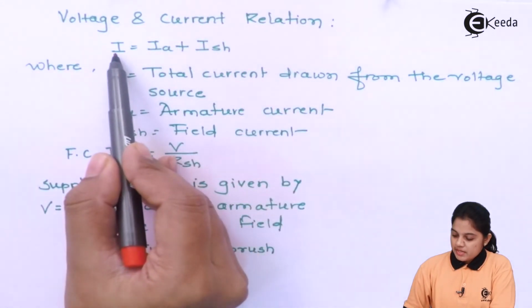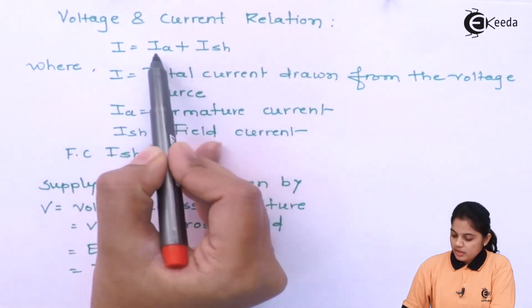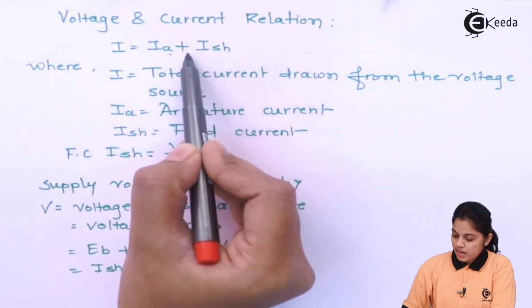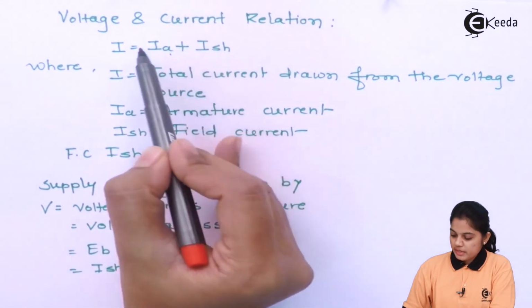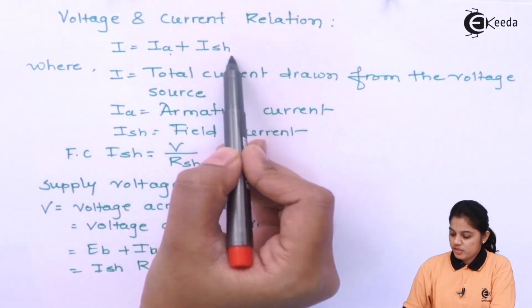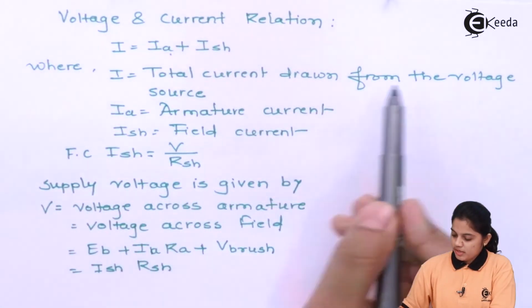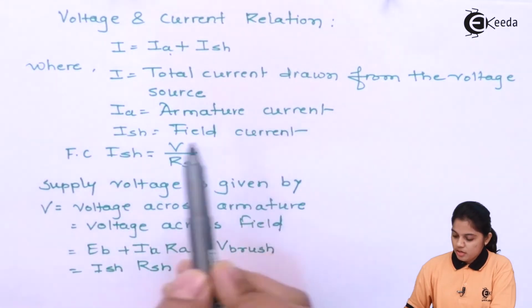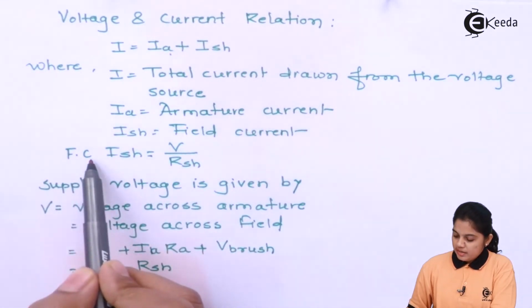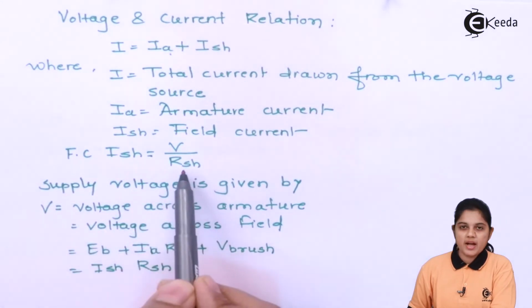The total current flowing through the circuit is equal to the current flowing through the armature winding plus the current flowing through the field winding, which are represented by IA and ISH respectively. So here I is the total current drawn from the voltage source, IA is the armature current and ISH is the field current. Now the field current, ISH, can be represented by V divided by RSH.